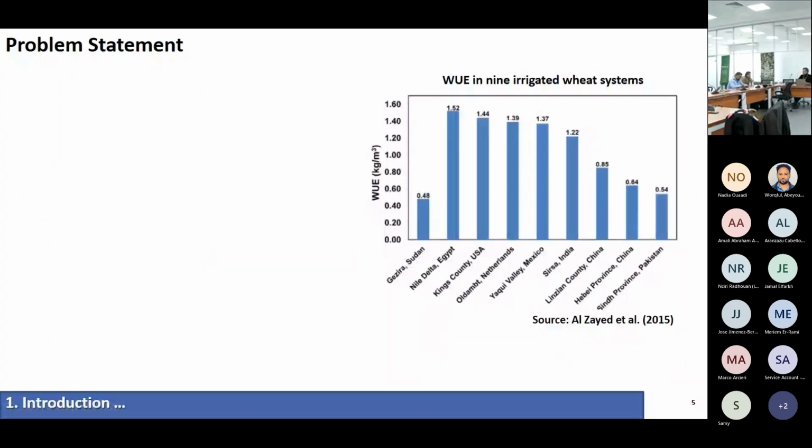Okay, so what would be the problem? If we look at the water use efficiency between the two countries, I would just give you an example comparison between Egypt and Sudan. In Egypt, there is the Nile Delta, and for Sudan, there are several large-scale irrigation schemes, one of them called Gezira. If we compare it with others worldwide, you will find that the water use efficiency for Gezira is much less than others.